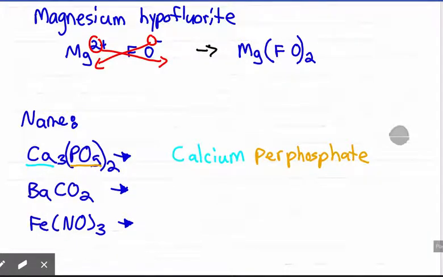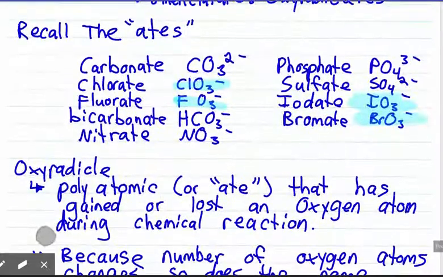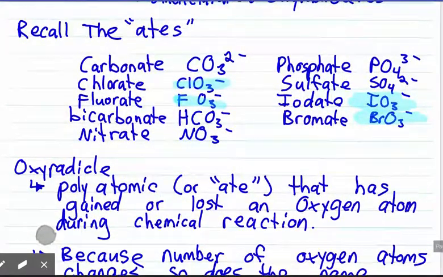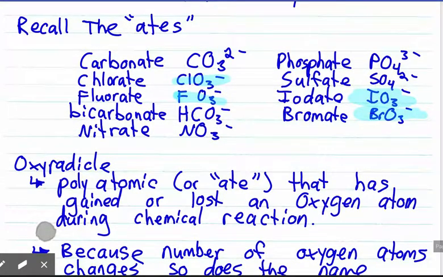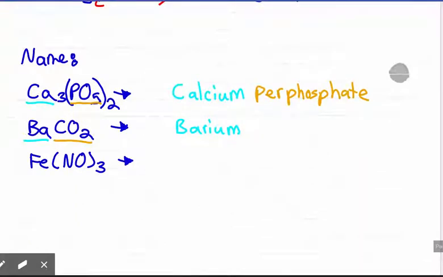Ba, easy enough from your periodic table, barium. And then CO2. If you don't recognize that, you need to go to your ates. Well, carbonate is CO3. So that tells us that we have a carbonate minus 1 oxygen. So this becomes carbonite. So the name of this one is barium carbonite. Now for our last one.